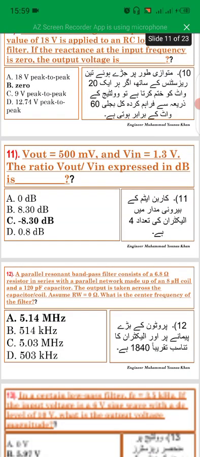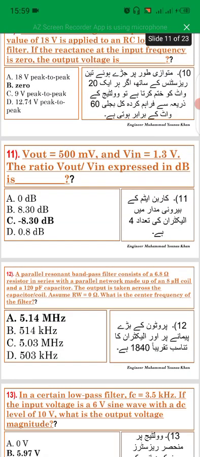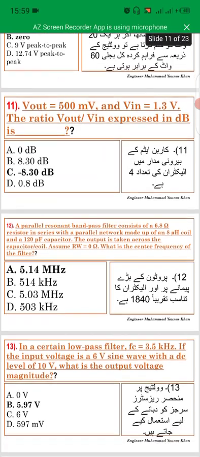Vout is equal to 500 millivolt and Vin is equal to 1.3 volt. The ratio Vout by Vin expressed in decibel is -8.30 decibel.